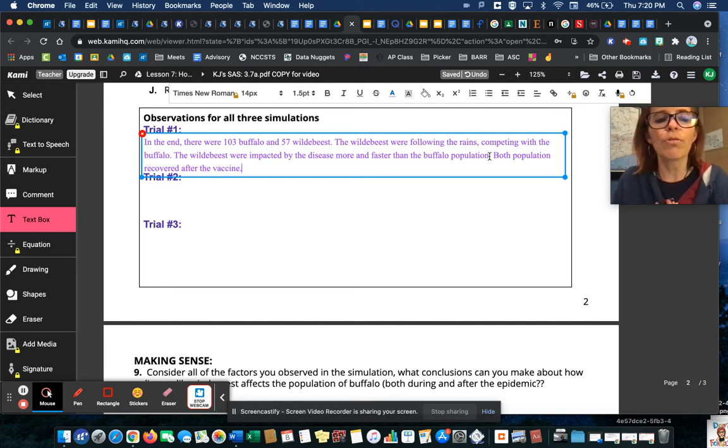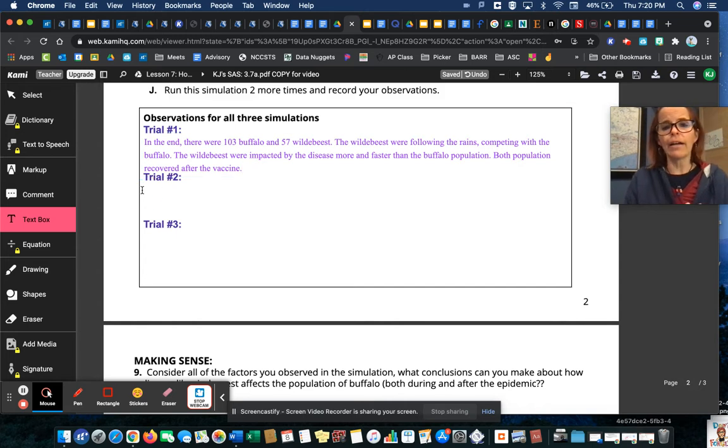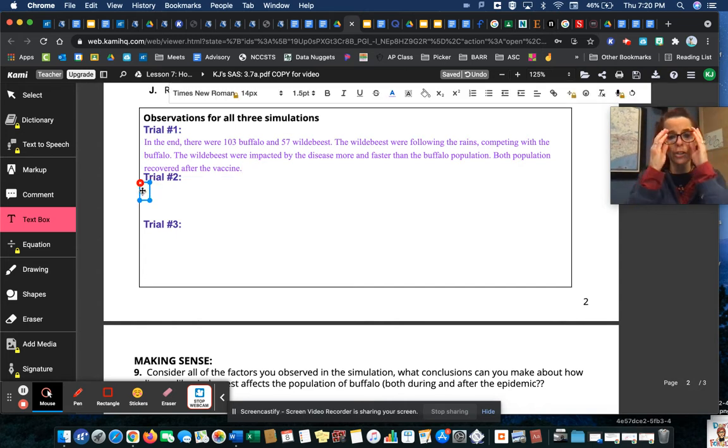Okay, so that's our trial number 1. Anytime, if you have your screenshot and you want to write, I'll do trial 1 and trial 2, and then you can jump in and do trial 3. I'm going to write my own trial 3 for anybody who was absent or didn't do the simulation. But if you want to write your observations of your trial 3, super good. That's a great way to do it.